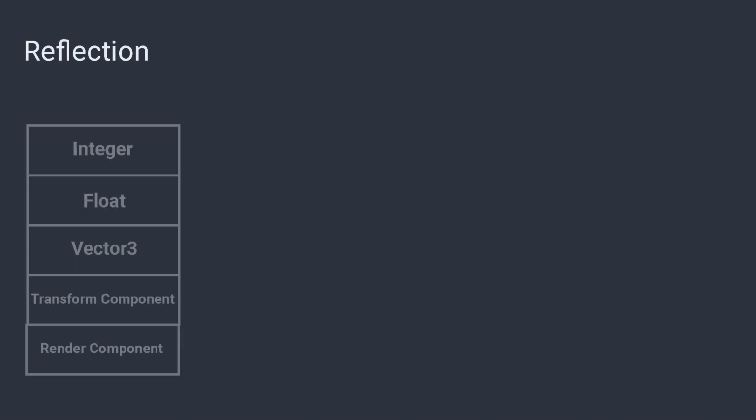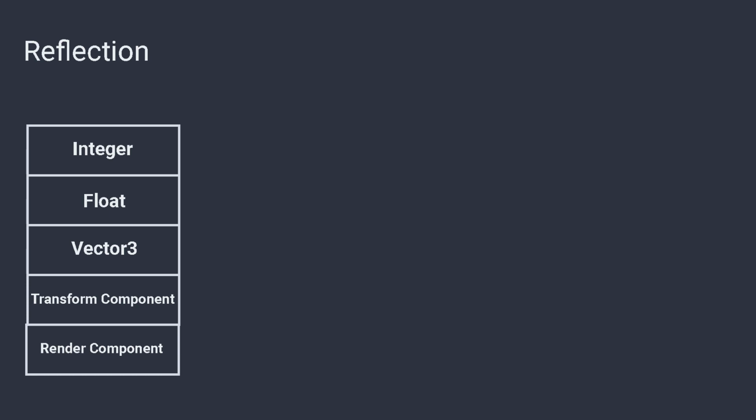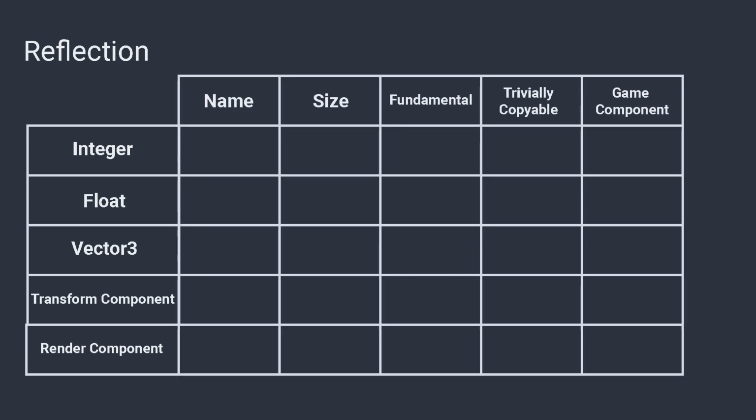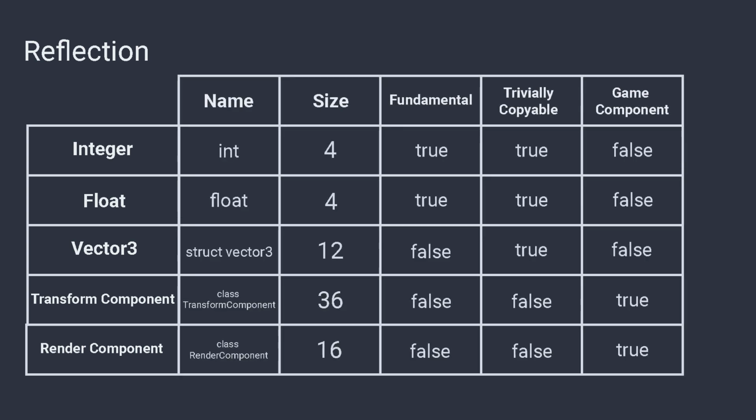Reflection is the ability to get information about types at runtime. It enables us to access type-specific information that would normally only be available at compile time. So information like the size and the name of the type, whether it is a fundamental type or a trivially copyable type. There is much information that can only be gathered at compile time that could be useful to know at runtime.